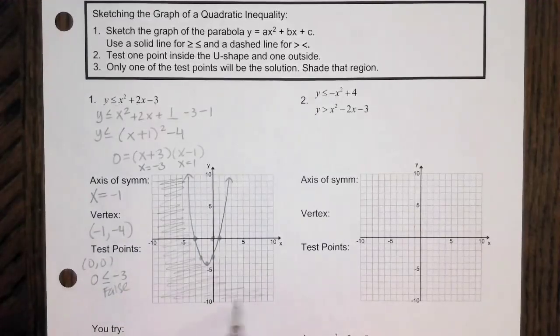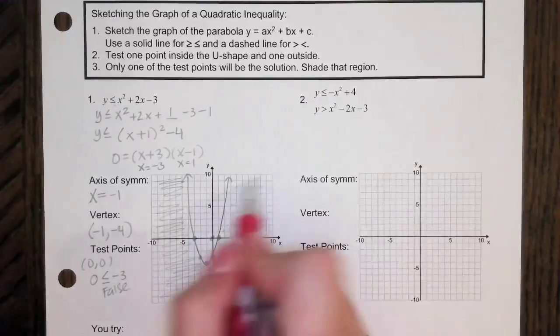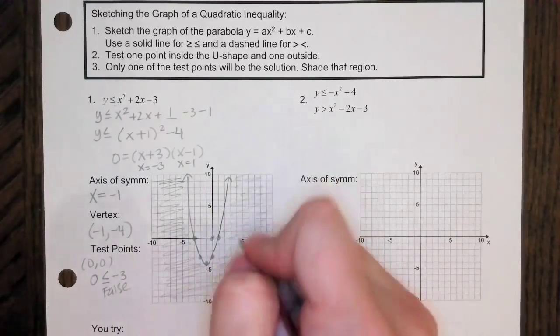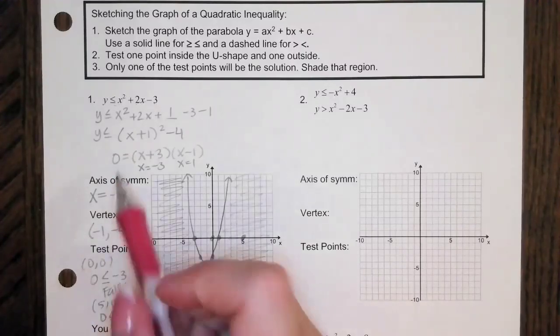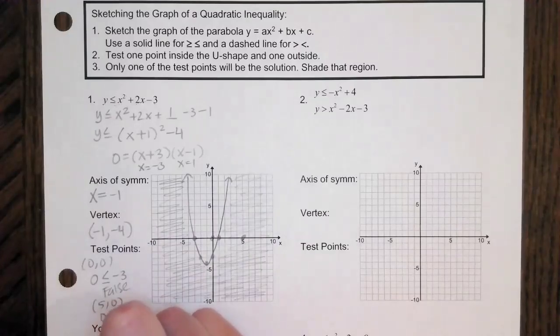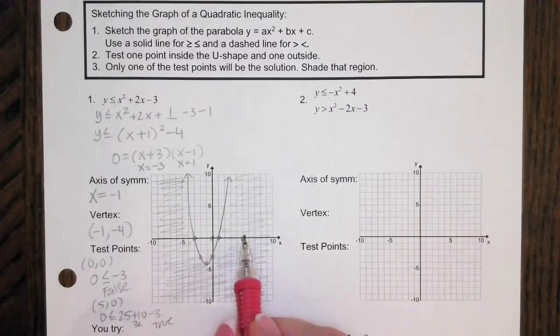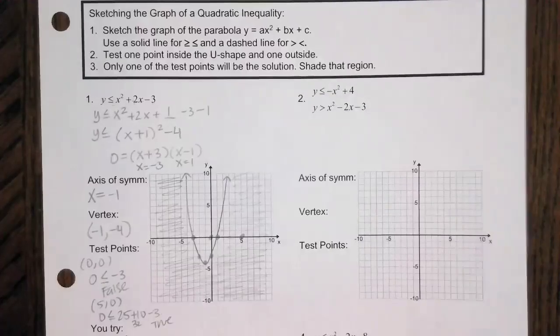I'm going to go ahead and shade, but I'm going to go ahead and test a point too so you guys can see that. So I pick any point on the outside. And so I'll pick (5, 0) right here. And we plug that in. So (5, 0). I plug in 0 for my y, and so I have that right there. Then 5 squared is 25. 2 times 5 is 10, minus the 3. And so 25 plus 10 is 35, minus 3 is 32. So 0 is less than or equal to 32. That is a true statement. So that's where my solutions are, wherever that point is, and it is on the outside, so we shade the outside. There's one. Let's try another one.